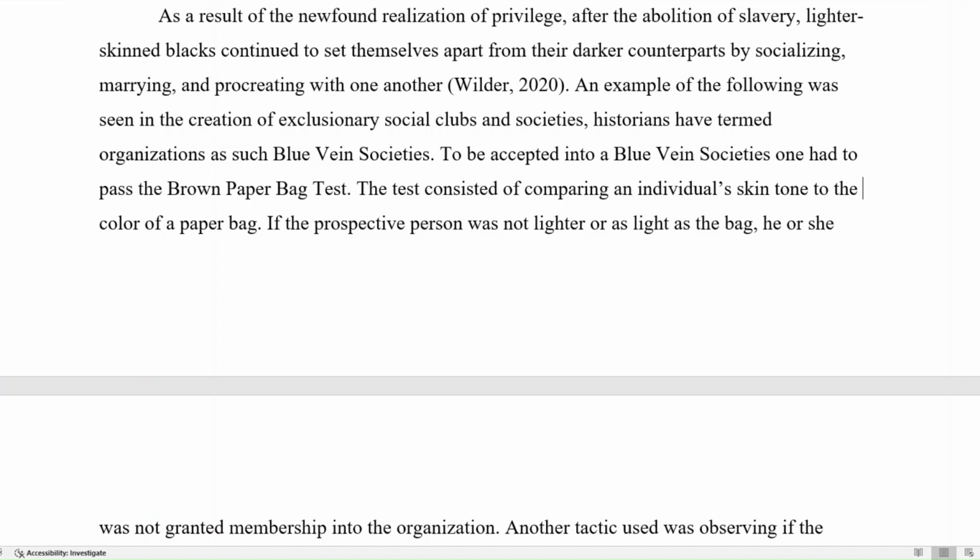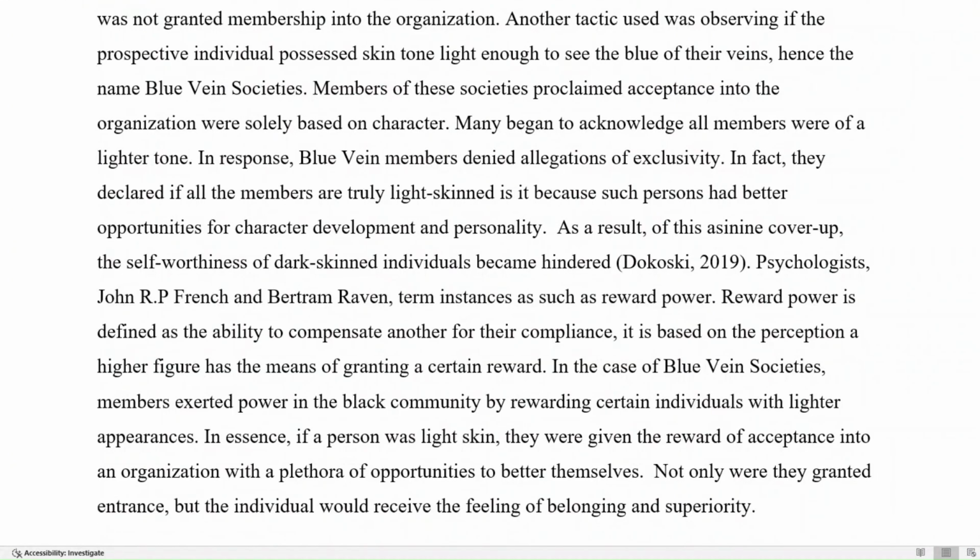Historians have termed organizations such as these blue vein societies. To be accepted into a blue vein society, one had to pass the brown paper bag test. This test consists of comparing an individual's skin tone to the color of a paper bag. If the prospective person was not lighter or as light as the bag, he or she was not granted membership into the organization. Another tactic used was observing if the prospective individual possessed skin tones light enough to see the blue of the veins, hence the name blue vein societies.